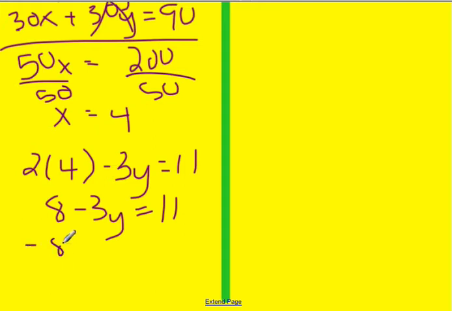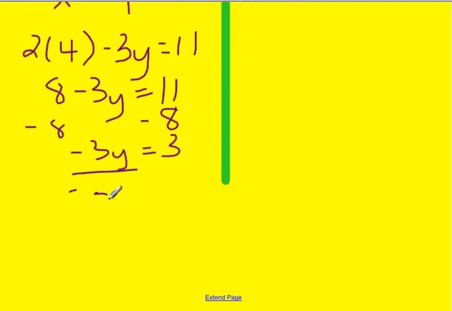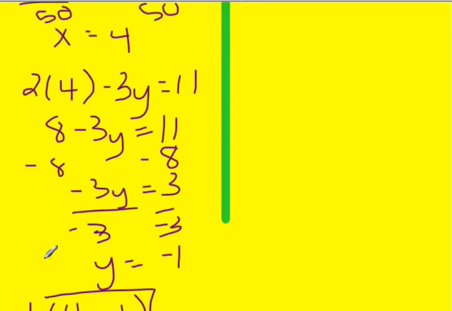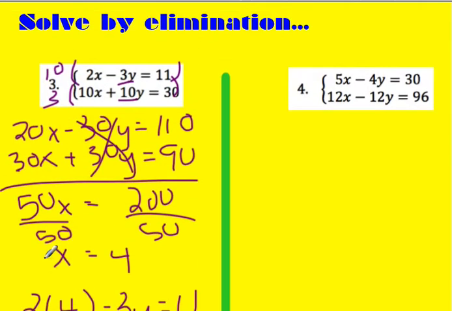So now I'm going to subtract 8 from both sides, and I get a negative 3y is equal to 3. Divide both sides by a negative 3, and I end up getting that y is equal to a negative 1. So then the point is 4, negative 1. So that's my answer for number 3. Now, let's take a look at number 4.